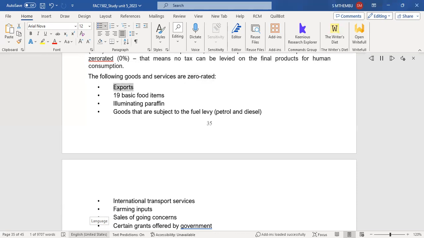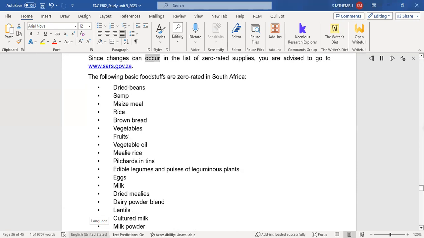Exports. 19 basic food items. Illuminating paraffin. Goods that are subject to the fuel levy, petrol and diesel. International transport services. Farming inputs. Sales of going concerns. Certain grants offered by government. Since changes can occur in the list of zero-rated supplies, you are advised to go to www.sars.gov.za.